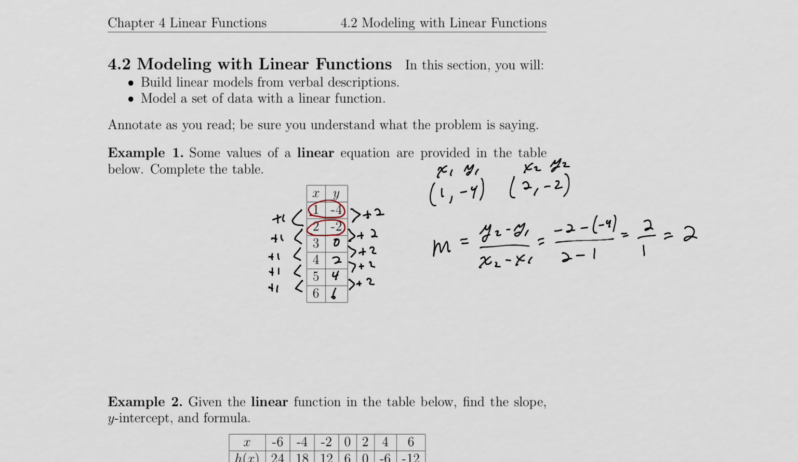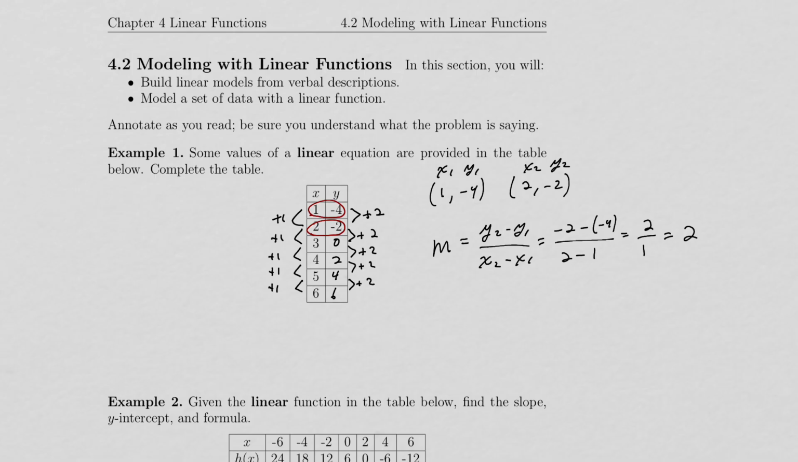So those output values have to just keep increasing by 2. The inputs are increasing by 1, the outputs are increasing by 2, and that will give us a slope of 2. So that's why these values have to be 0, 2, 4, and 6 when we complete that table.